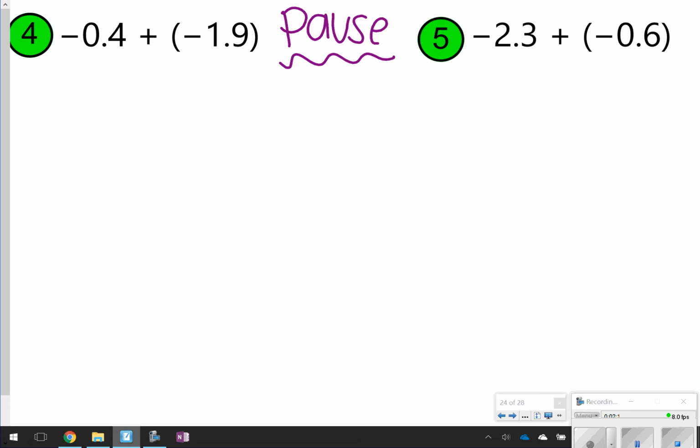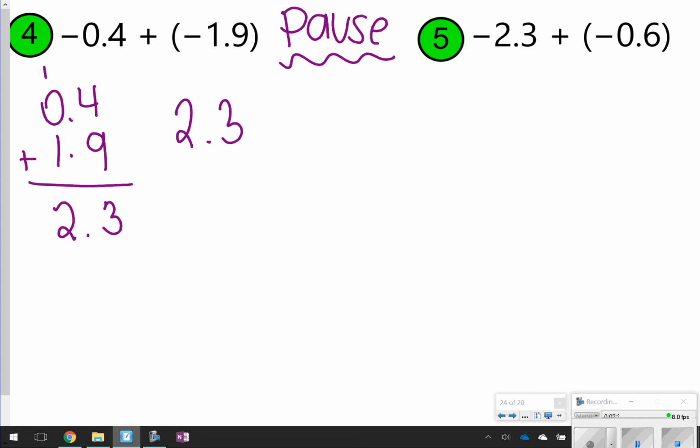All right, so here we go. For number 4, those are same signs. So same sign, add and keep. I'm going to add both of those. So 0.4 plus 1.9. It really doesn't matter if the lower number is on the top or the higher number is on top because you're just adding. 4 plus 9 is 13, carry my 1, and then 1 plus 0 plus 1 is 2. I get 2.3, but since these both were negative, my answer will stay negative because the song tells me to do that. Same sign, add, and keep the same sign.